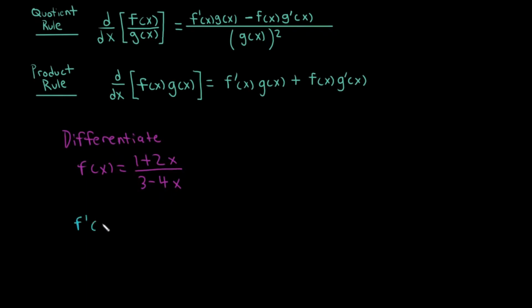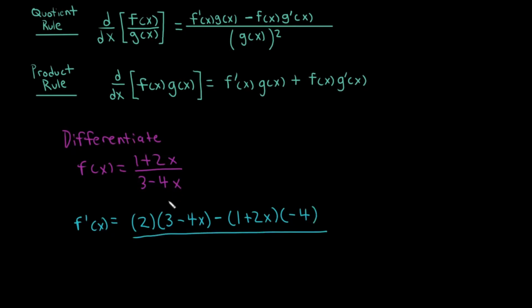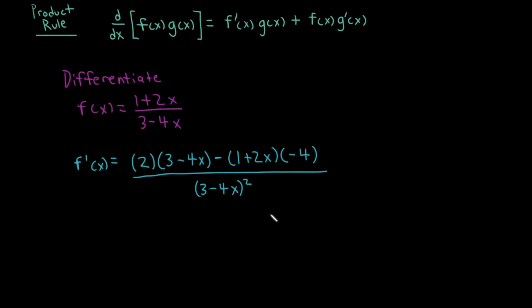So f prime of x is equal to, we take the derivative of f of x, or the first function, so that's 1 plus 2x, and the derivative of that is just 2, and we multiply that by the second function, which is 3 minus 4x, and we subtract that by the first function, which is 1 plus 2x, multiplied by the derivative of the second function, so the derivative of 3 minus 4x is just minus 4, and that's divided by g of x squared, so that's 3 minus 4x squared.